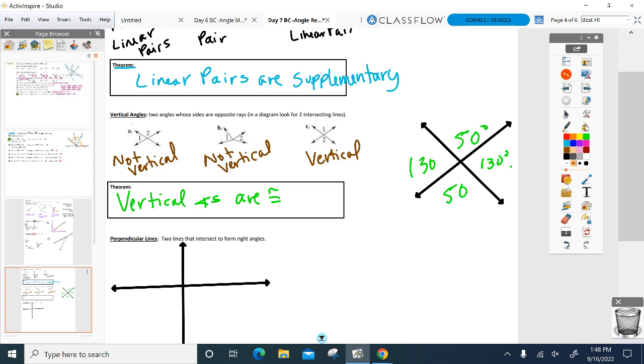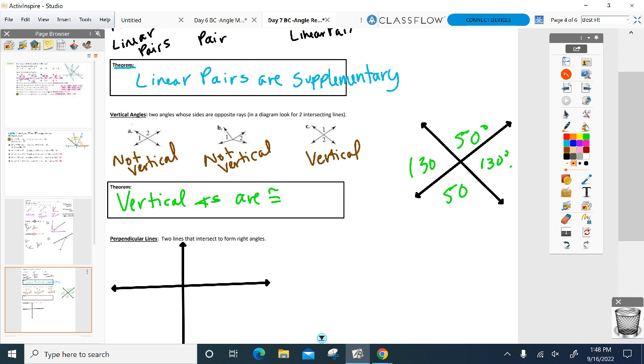Sidetrack for a quick second here. I'm never going to take off for spelling. Never take off for your spelling, but have a little self-respect. Okay, here's what I mean. Vertical. Notice the 3 letters at the end. C-A-L, not C-L-E like the word barnacle. Have a little self-respect when you spell. Will I ever take off? No, but I may write you a little note that says, you're embarrassing your community, your family. Have some self-respect. Okay, vertical angles are congruent.